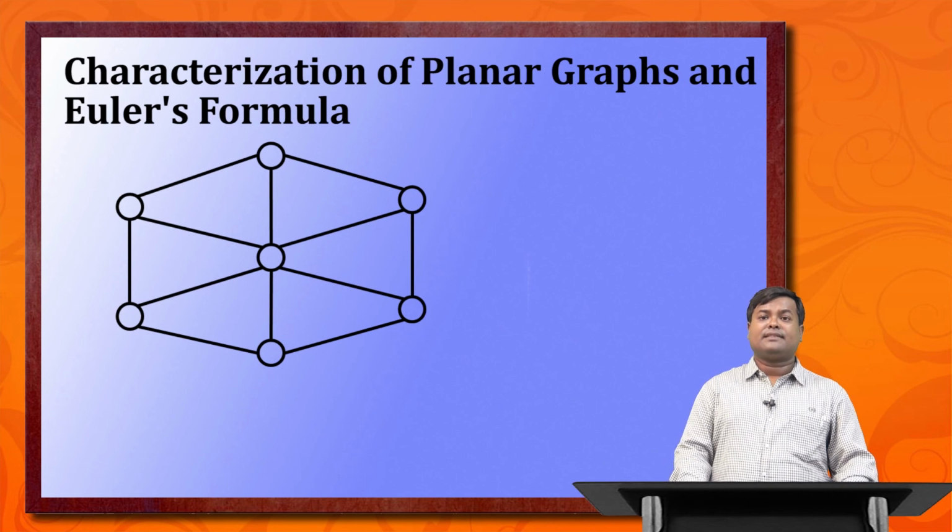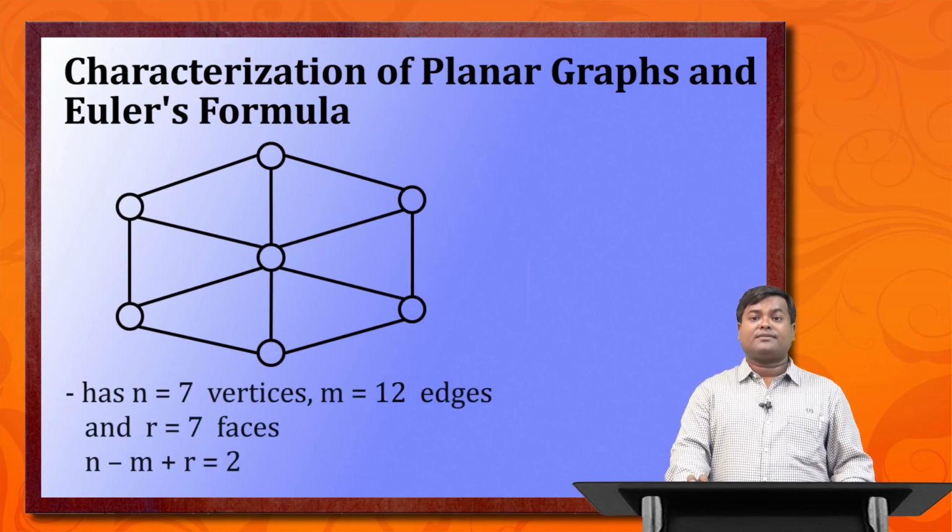If we take another example, which is again a plane graph, it has 7 vertices, 12 edges and 7 faces. Here also if we check n minus m plus r, that remains 2. So if you take any other plane graph and try to find this expression n minus m plus r, you will always see the value is 2, but the only condition is that it should be a connected plane graph.